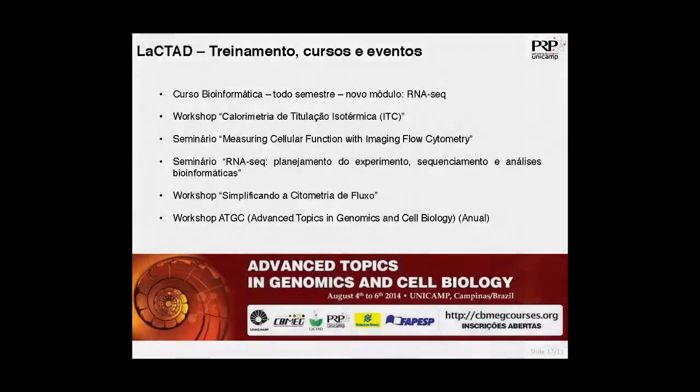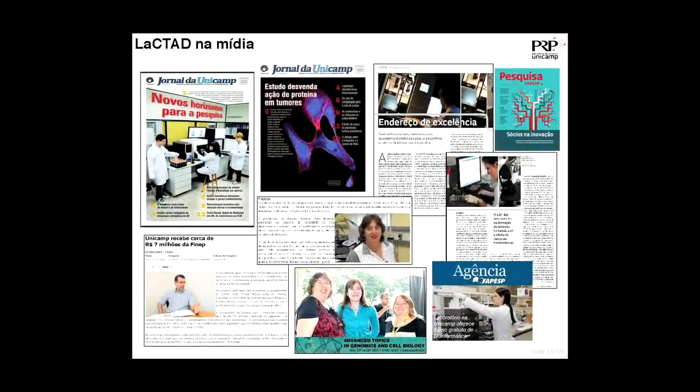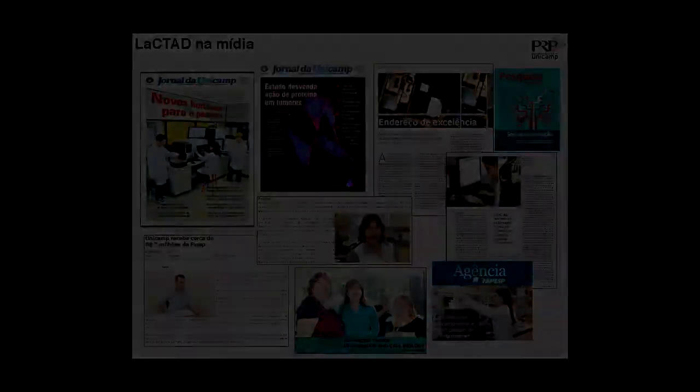This is the idea. We have a training course that is offered every semester, and there is a lot of demand. We offer 25 places, and sometimes we have 200 registrations. And we also run every year an international meeting, which this year will be in August, on advanced topics in genomics and cell biology. And we have been mentioned in different media. And thanks very much for the attention.